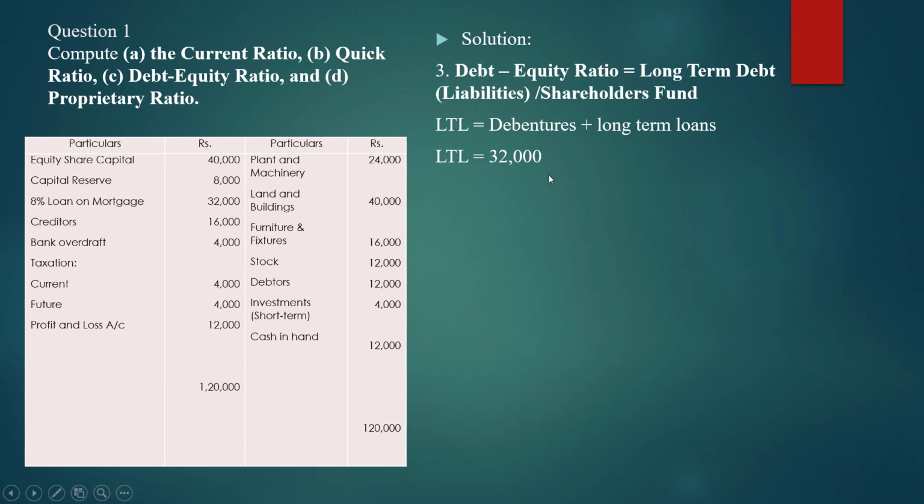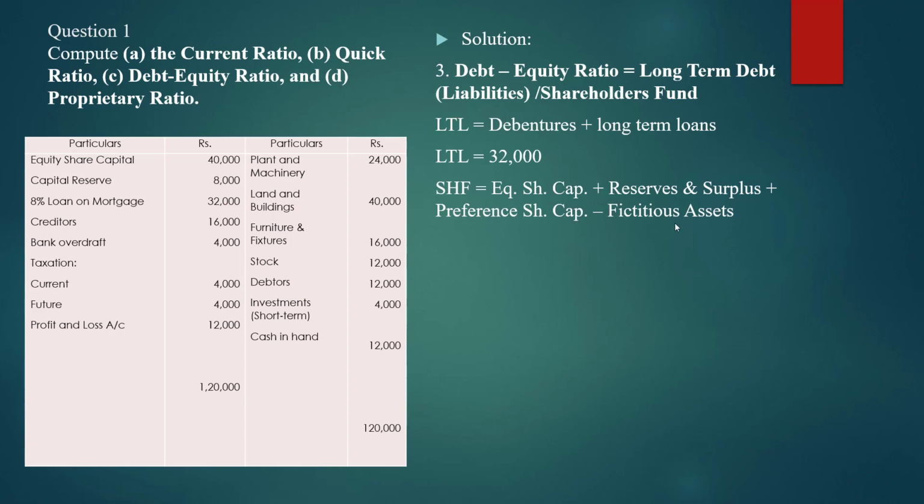Now we will calculate the shareholders fund. The shareholders fund formula is equity share capital plus reserves and surplus plus preference share capital minus fictitious assets. Now what are fictitious assets? Fictitious assets are those assets for which you will not get any value while selling the assets.